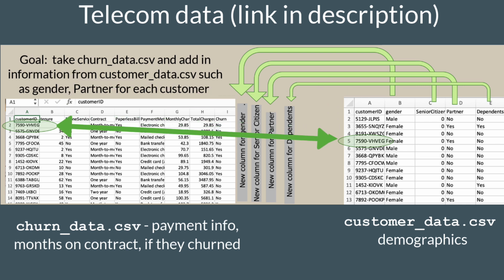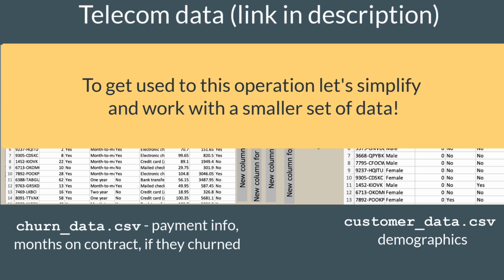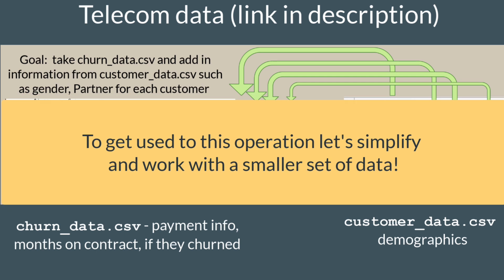Now, we're able to match up the rows across these 2 different data files by the customer ID, which we refer to as the primary keys in both tables. They're all unique from one customer to another. So how do we do this? Well, let's get comfortable with the idea of merging together different data sets with a smaller, easier to digest example.